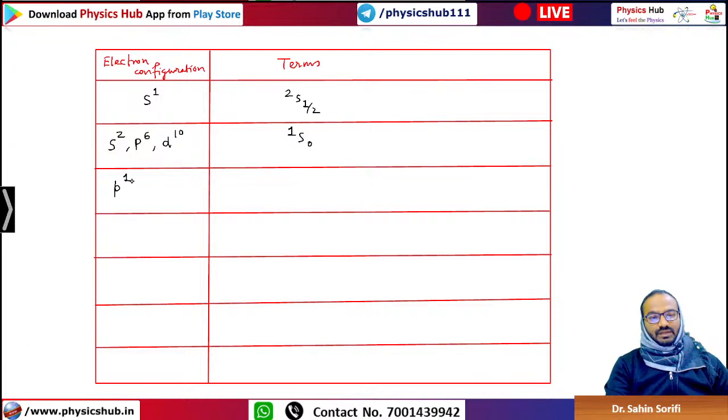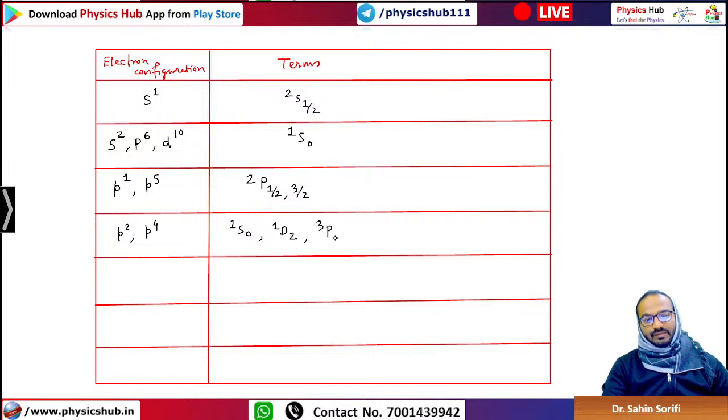Term for p1 and term for p5 will be same. You will get 2P 1/2 and 2P 3/2. Term for p2 and p4 will be same. You will get 1S0 term, 1D2 term, 3P 0, 1, 2. These are all equivalent electrons, okay?